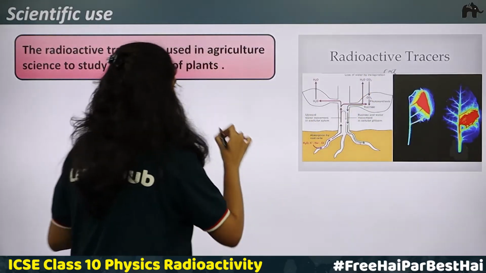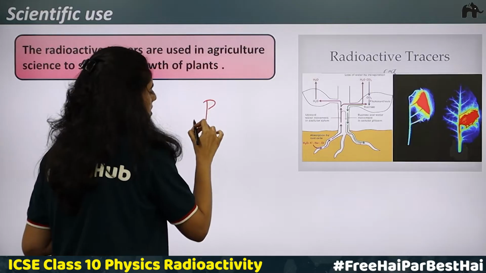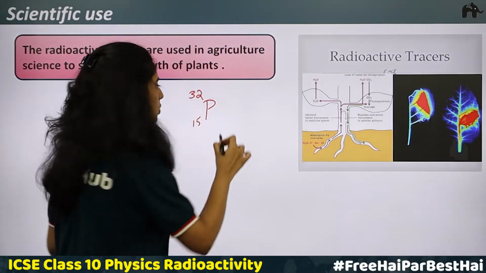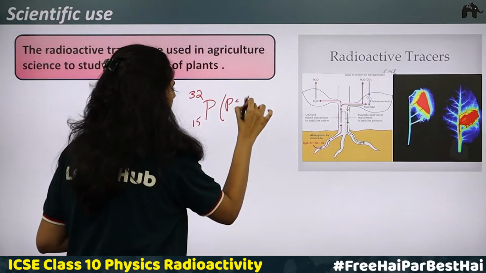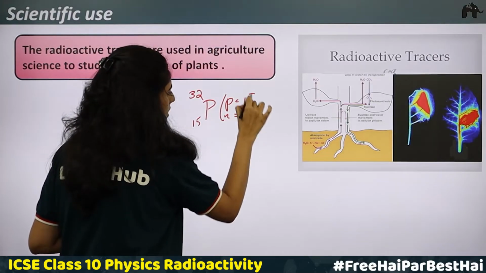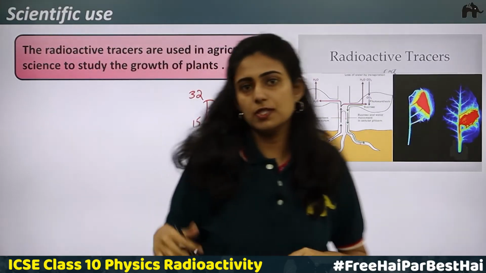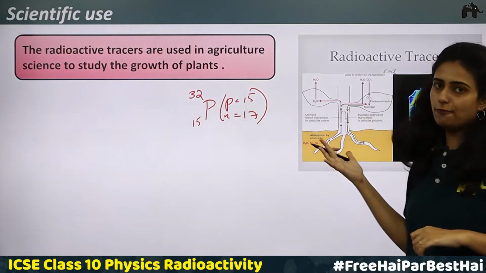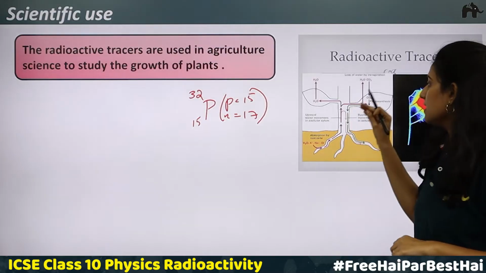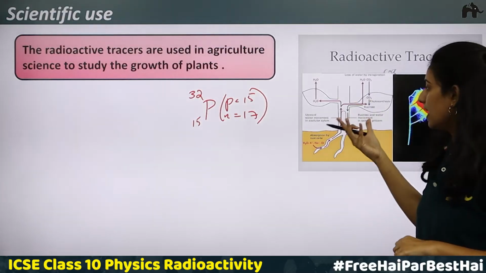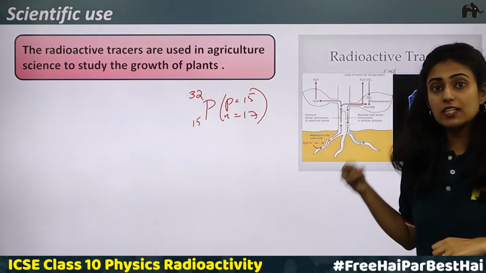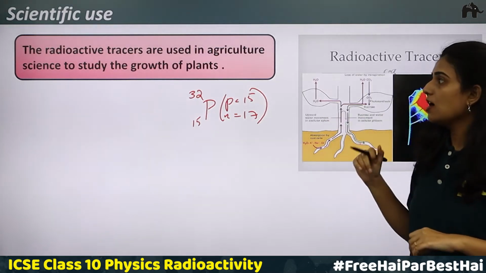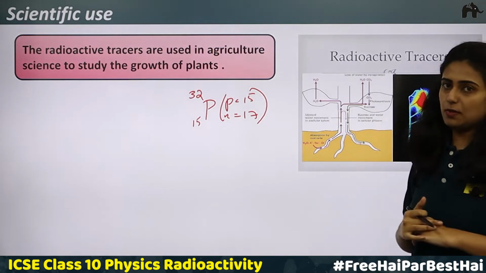For this purpose, the main isotope used is phosphorus-32, phosphorus 15-32. Here we know that the number of protons is 15 and that of neutrons is 17. This is a radioisotope. This radioisotope can be used in the study of the growth of plants. If sufficient phosphorus is not there in the plant, it can be supplied. If there is excess, it can be removed. For all these purposes, radioactive tracers can be used.